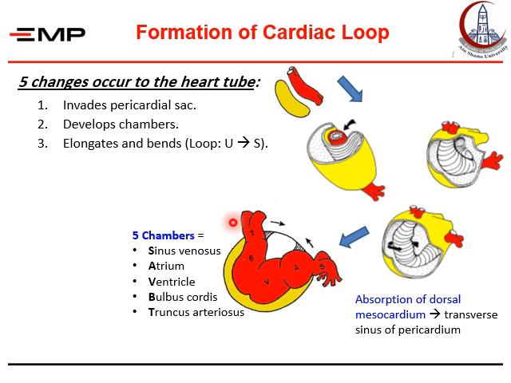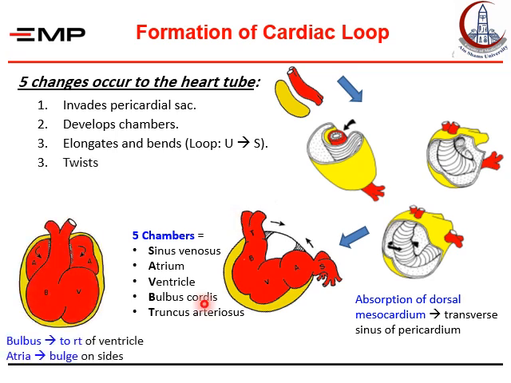The fourth change in the cardiac loop is that it twists to the right. This is a front view. We used to have these chambers in line, one after the other. Now here we will have this is the atrium. Okay, the sinus venosus is hidden behind it. This is the ventricle. The bulbus cordis is twisted to the right of the side of the ventricle. It goes to the right side of the common ventricle. And this is the truncus arteriosus.